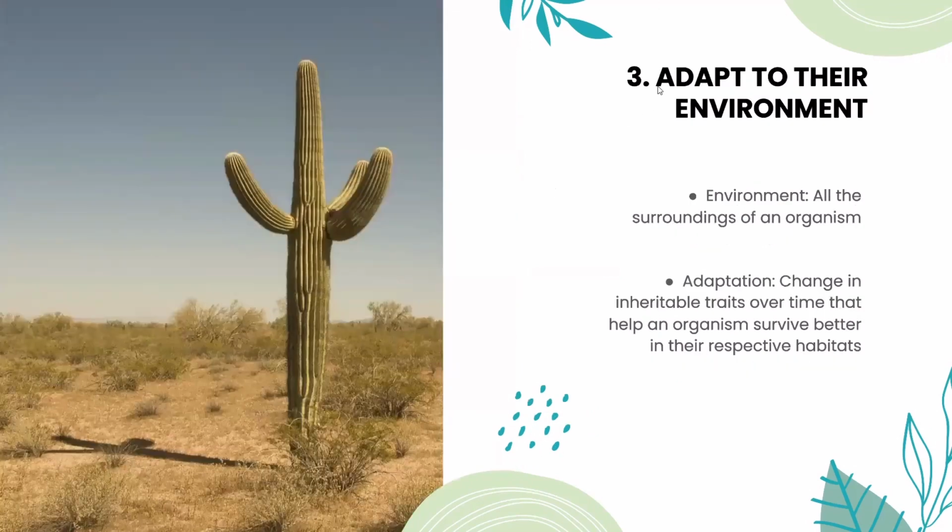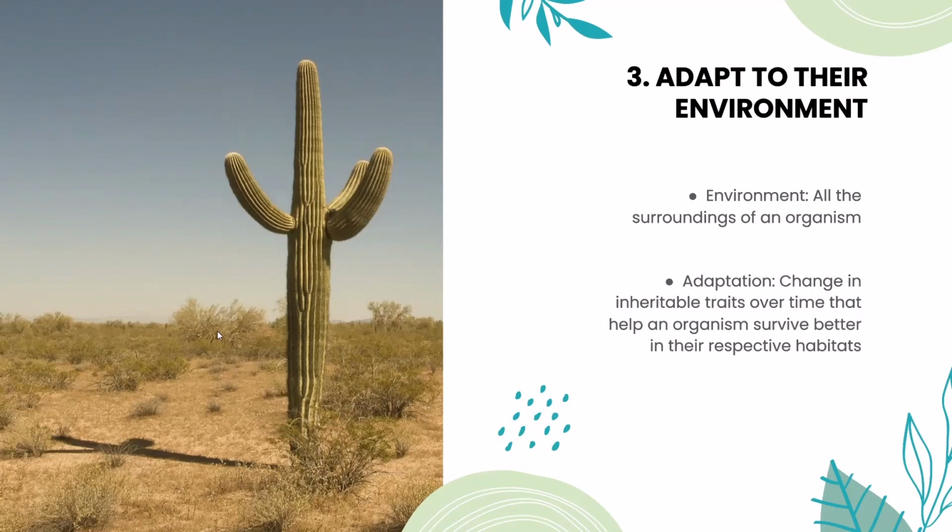Third one, adapt to their environment. So the environment is all the surroundings of an organism. And the difference between an environment and a habitat is that a habitat is specifically meant for an organism. It fulfills all the five factors that they need to be alive. And the environment is just a basic area that's surrounding an organism.